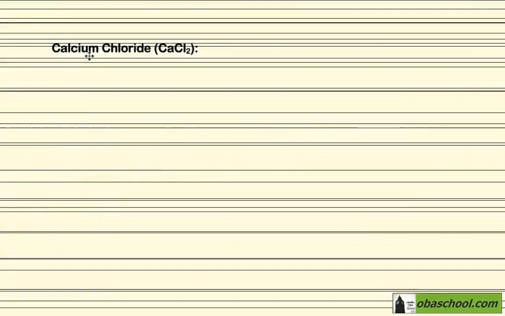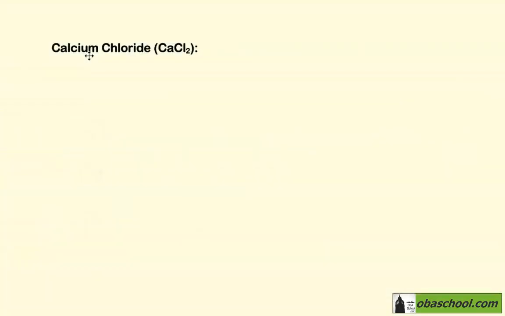Calcium chloride, CaCl2. We will explore the formation of ionic bonding in CaCl2. Calcium chloride is made up of one calcium atom, Ca, and two chlorine atoms, Cl. Therefore, CaCl2.